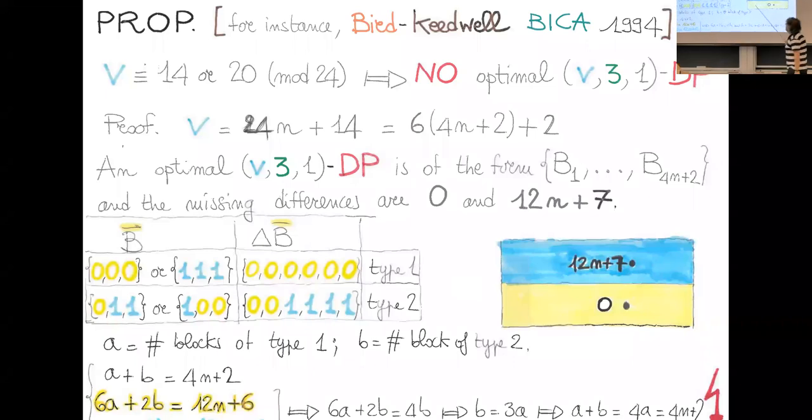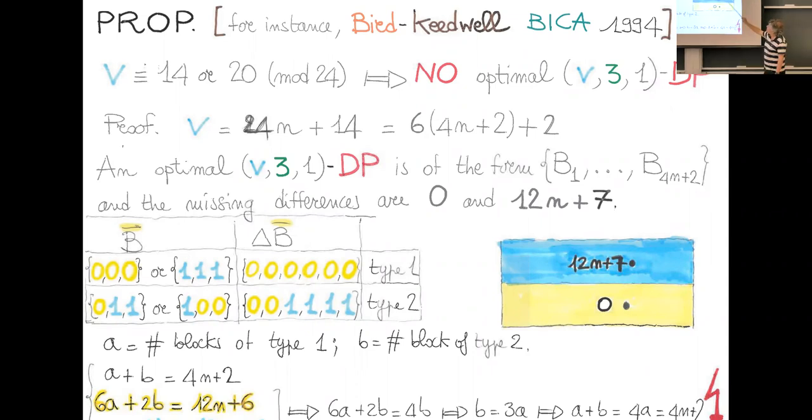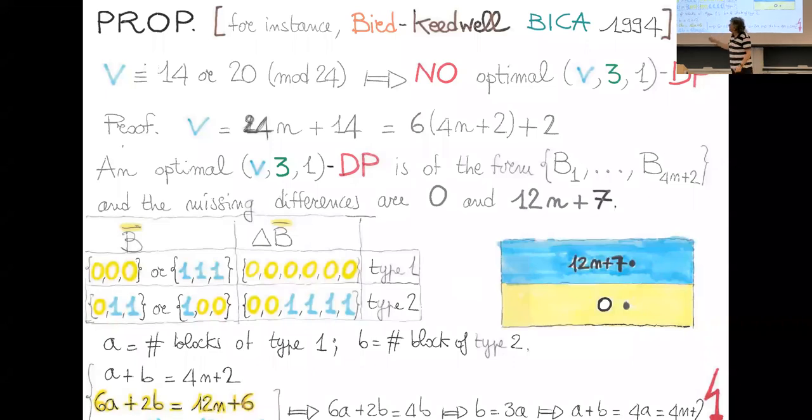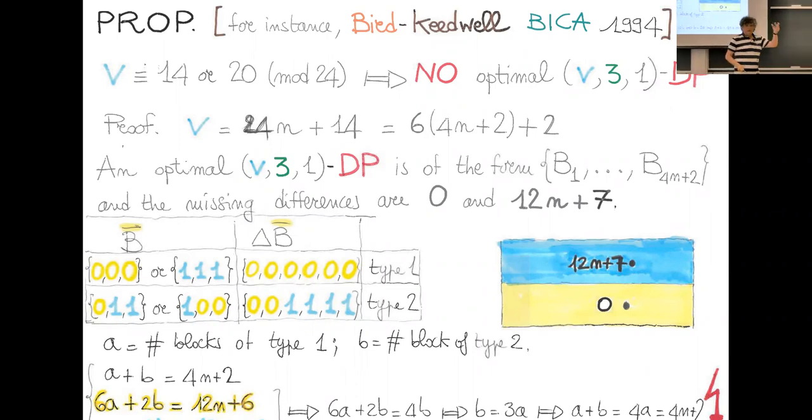And consider B bar. As before, I consider the yellow subgroup of order 12m plus 7 of Z_v, and its complement. 0 is in the yellow part, 12m plus 7 is in the blue part, are the missing differences. Now, a triple B, reduced modulo 2, so G over N, as before, is either 3 times 0, or 3 times 1, 1 times 0 and 2 times 1, 2 times 0 and 1 times 1. In these two cases, we get 6 zeros. In these other two cases, we have 2 zeros and 4 ones. So we have 2 types of triples.